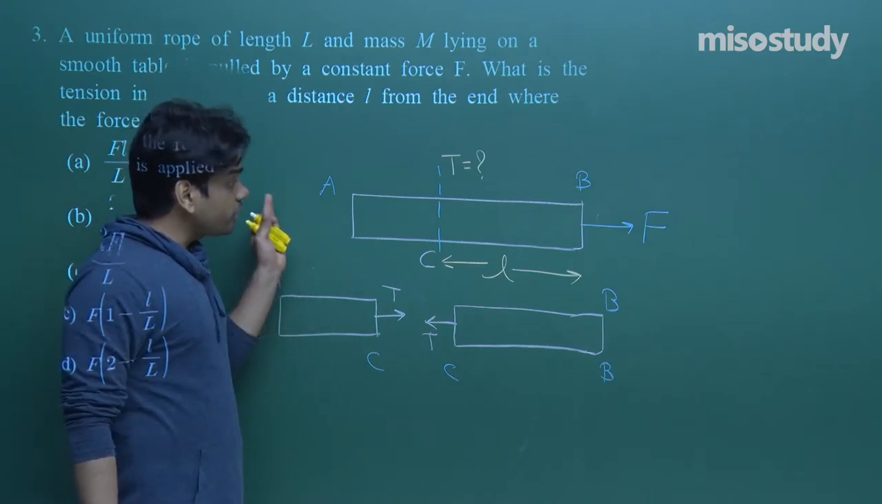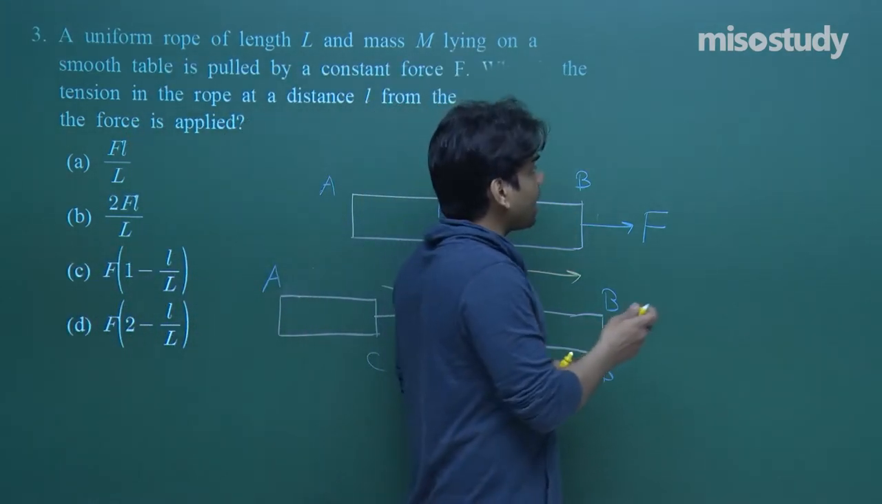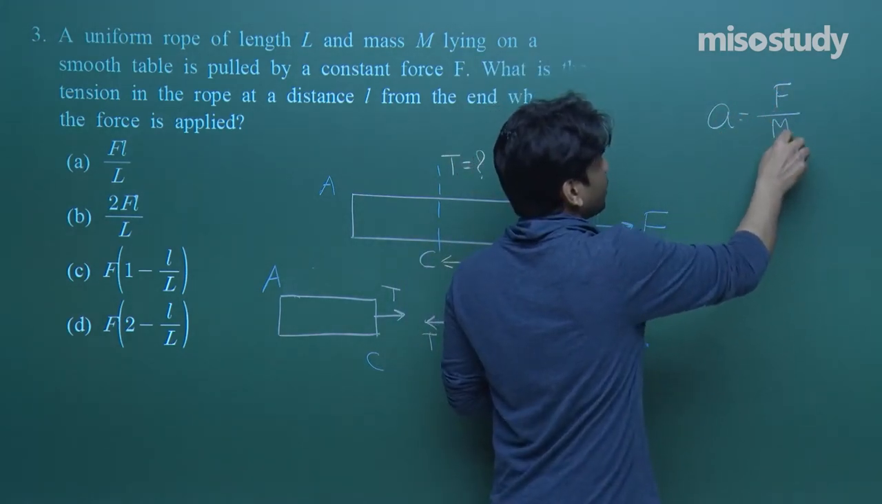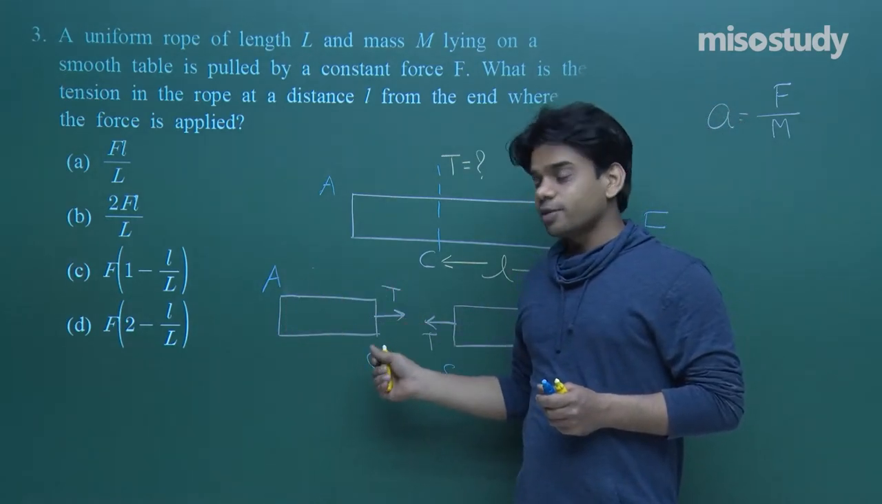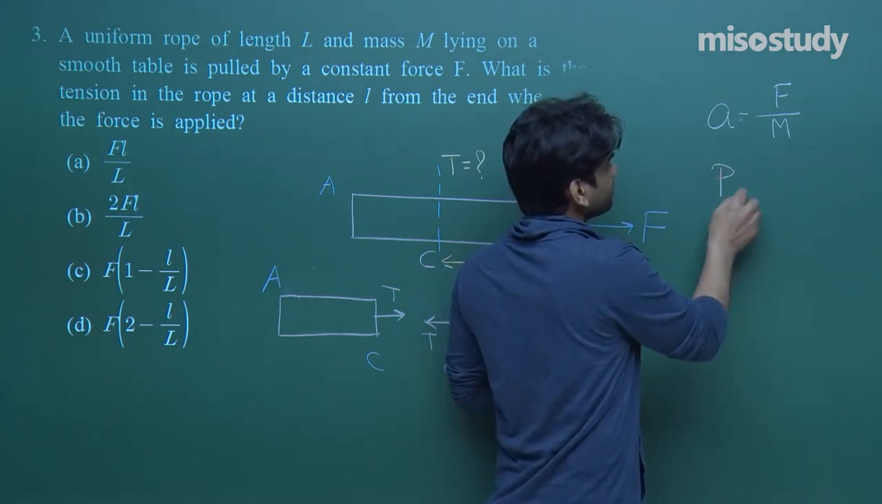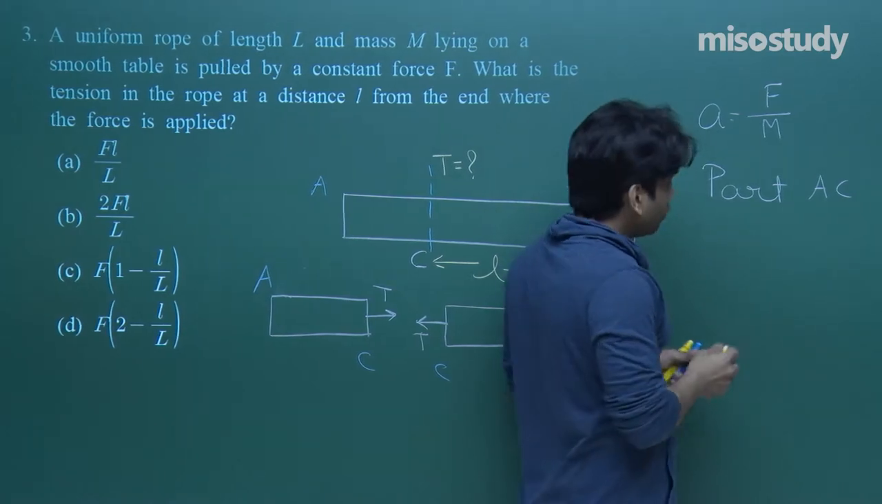And before that, for the entire rope, force F is acting. Its mass is given as capital M. For the entire rope, the acceleration will come out to be F by capital M. And if I consider the part AC, it will be pulled by this tension T. So for part AC, force is equal to mass into acceleration.